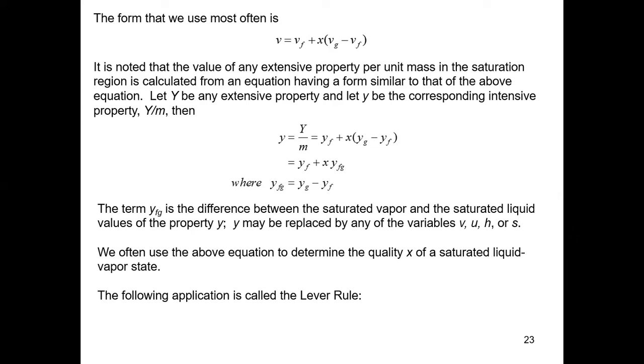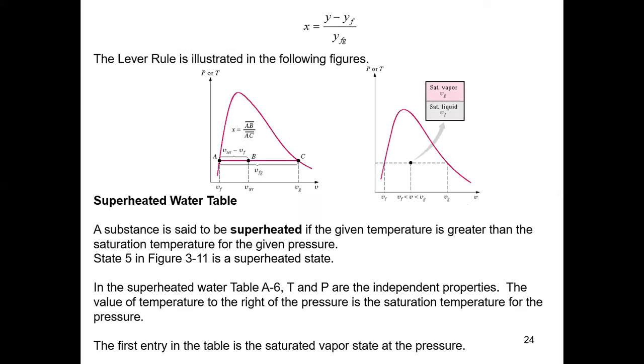We often use the above equation to determine the quality of a saturated liquid-vapor state. The following application is called the lever rule. The lever rule is illustrated below. So x, the amount of gas, is the width of the line AB divided by the width of the line AC. x is the moisture, right? x is the moisture.